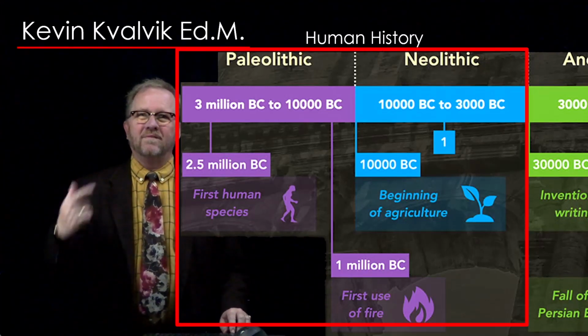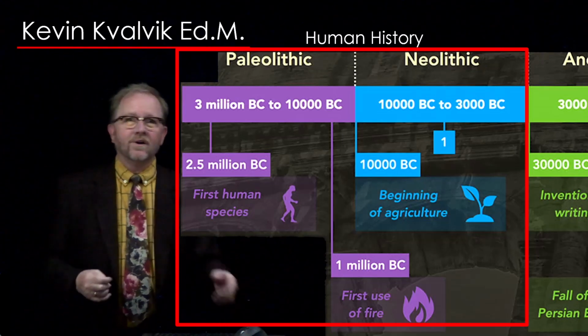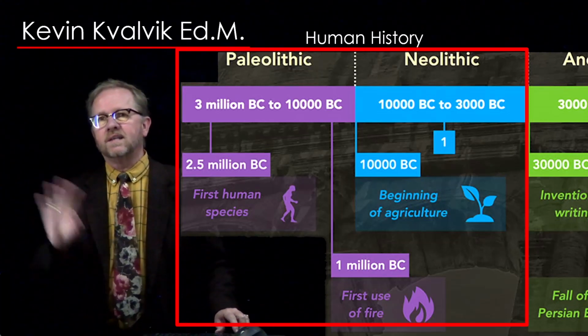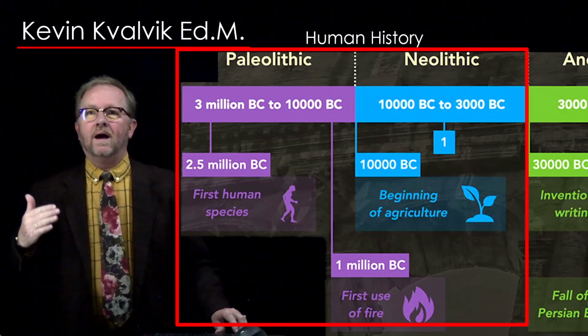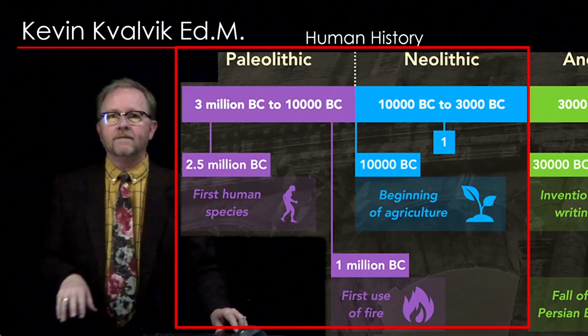And then we have the first human species at 1 million BC. We learn to use fire. Then there's the beginning of agriculture and so on. But that whole section, let's just set that aside, okay? So now what we're going to do is come up to when we started basically taking notes on ourselves. Okay, so we're going to get rid of this period completely.